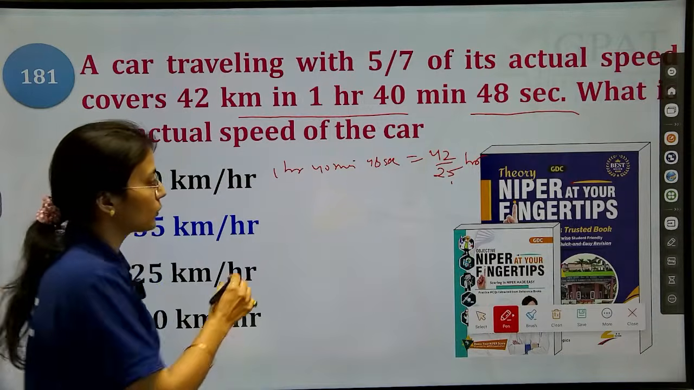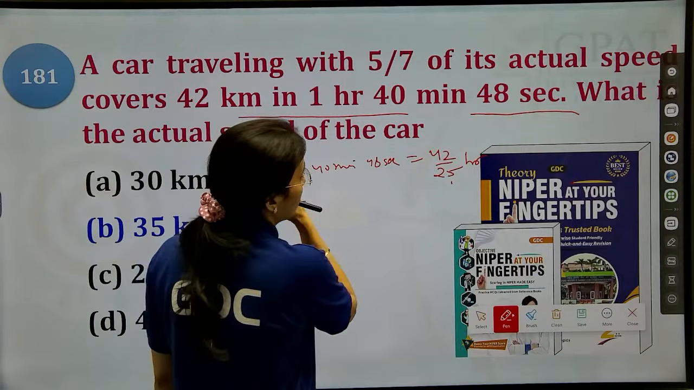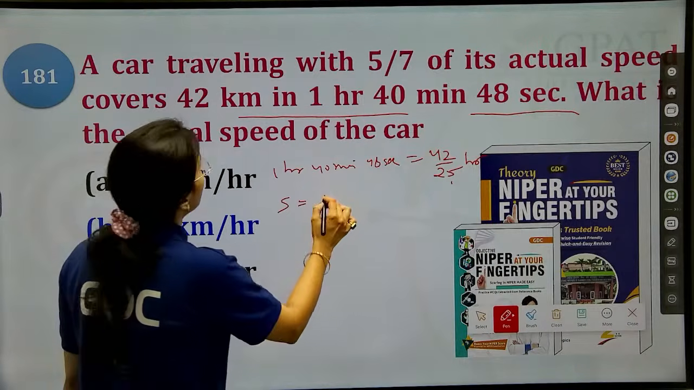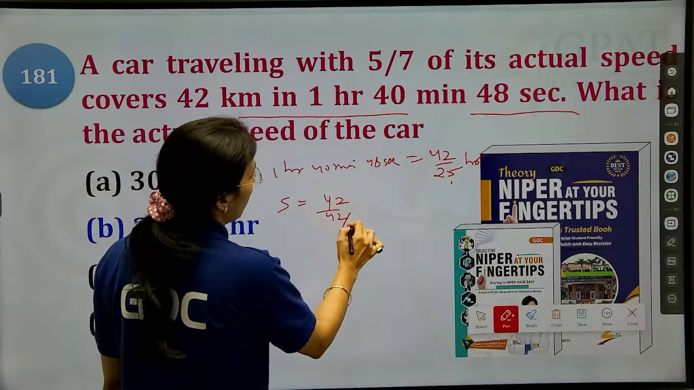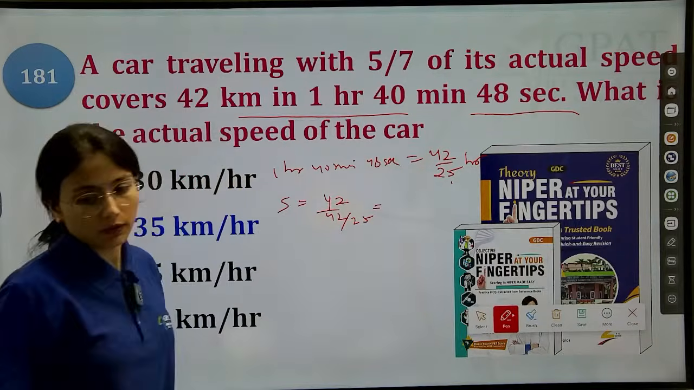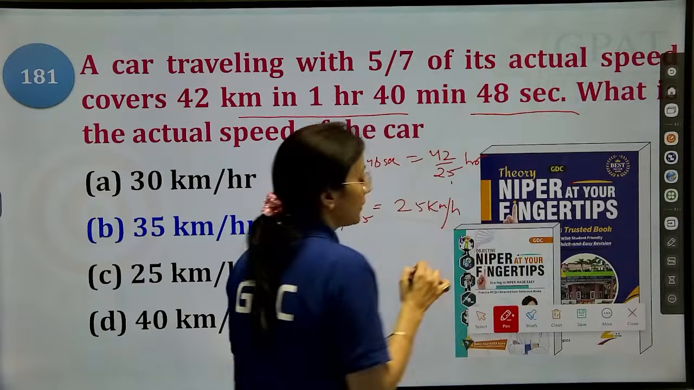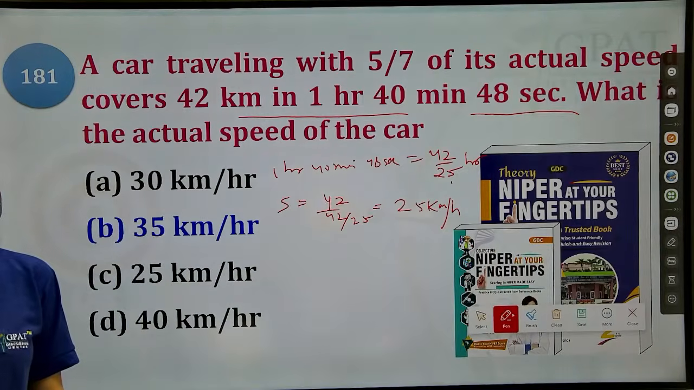So speed is equal to what? That is distance upon time. So that is 72 upon 42 by 25. When we solve this, we will get 25 km per hour. That is the speed.